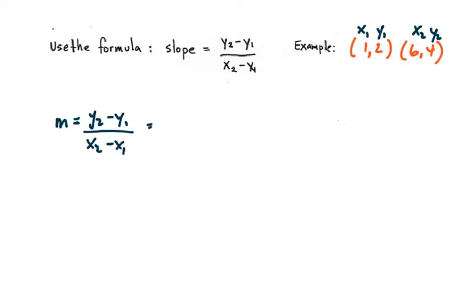Y2 is 4. That minus stays. That minus is part of the problem. Y1 is 2 over x2, 6 minus x1, 1. So we will do 4 minus 2, which is 2. 6 minus 1, which is 5. 2/5 is our slope. It does not need to be reduced. It is already reduced, and we are done.